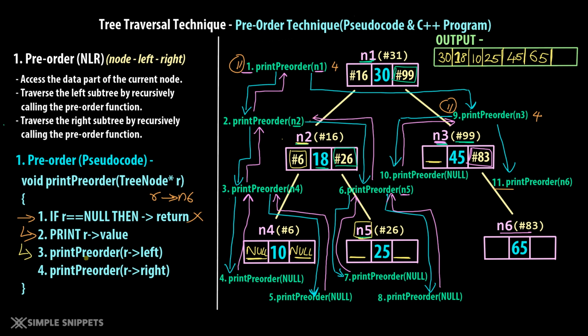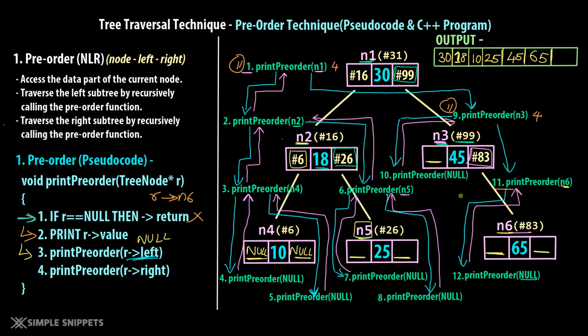Now step 3 we say print preorder r of left. R is currently N6. Who's there to the left? It is blank. Who's there to the right? It is blank. So first we'll pass null over here. We will call a 12th print preorder. So 11th print preorder gave a call to 12th print preorder with the value of null. So this is what we passed over here, null. As soon as we pass null and start executing this 12th print preorder, the very first statement in that would be r equals to null, then return. So we'll directly return from 12 to 11.